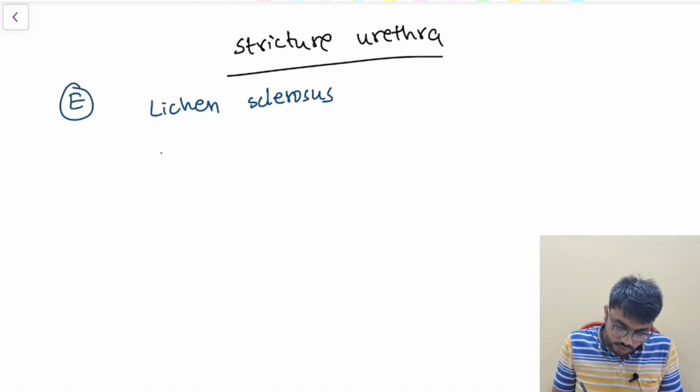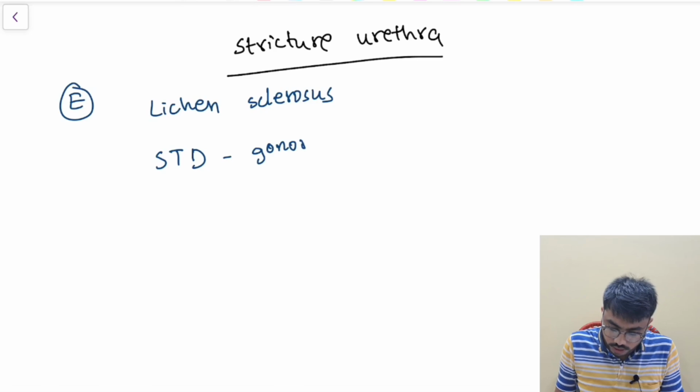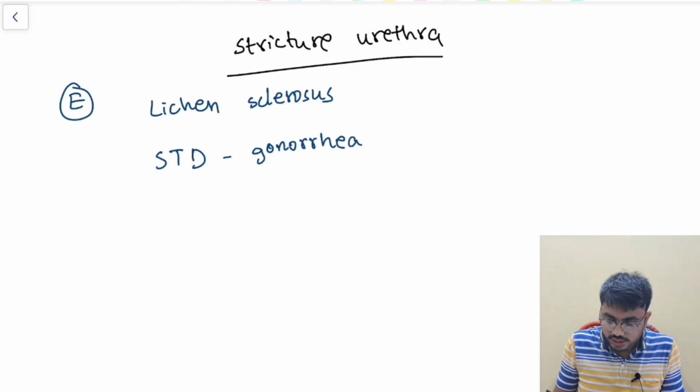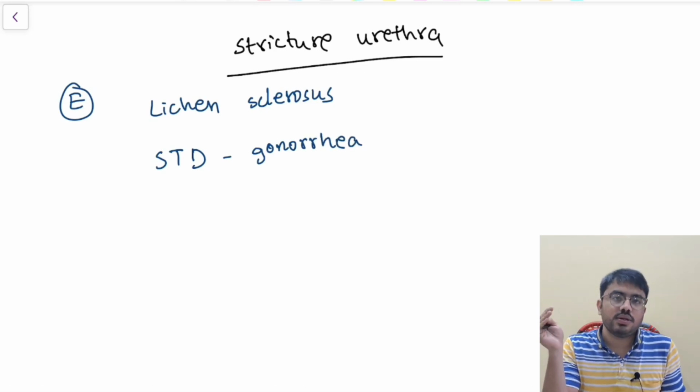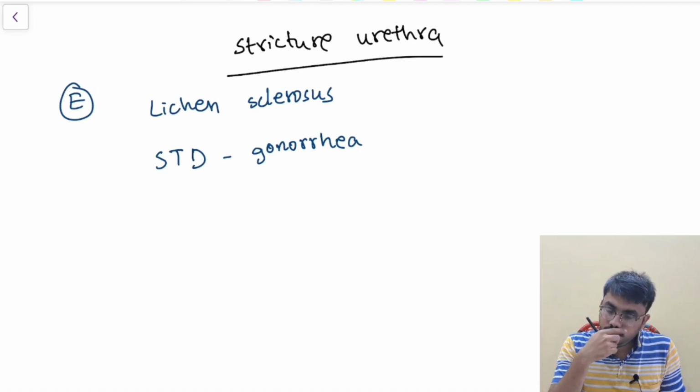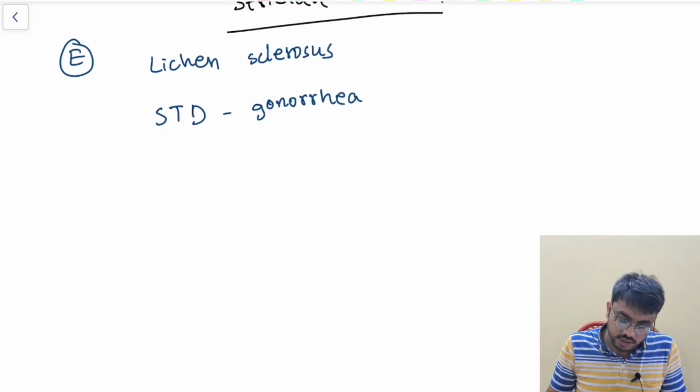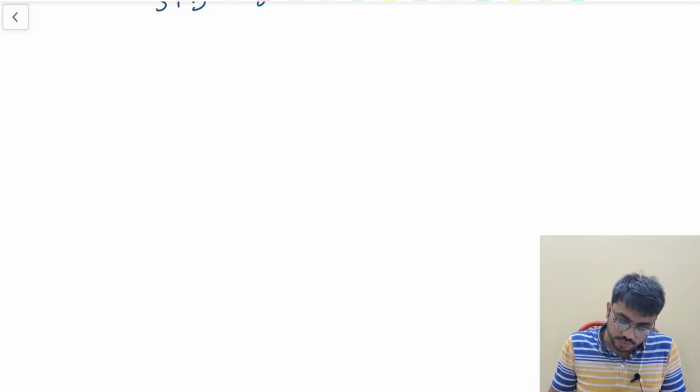And post-infectious, you can also see it due to a sexually transmitted disease, that is gonorrhea. Nowadays the incidence of stricture urethra due to gonorrhea has been reduced. Why? Because we are using antibiotics. Due to that the incidence is somewhat reduced, but still you can write that even in gonorrhea you can get a stricture urethra.